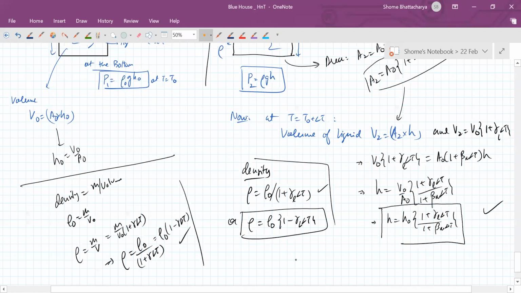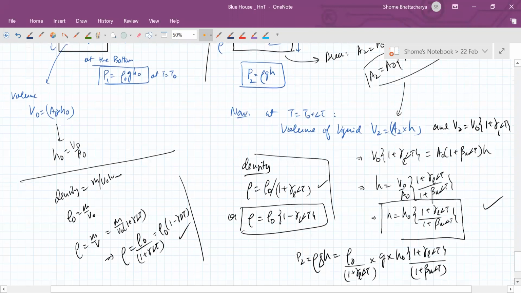So now the new pressure we can see P2 is equal to rho G H. So it is rho naught upon this, or we can bring this to the numerator, it's up to us. Into G, which is the same thing, but into H, which is H naught, into 1 plus gamma of liquid into delta T upon 1 plus beta of metal into delta T.